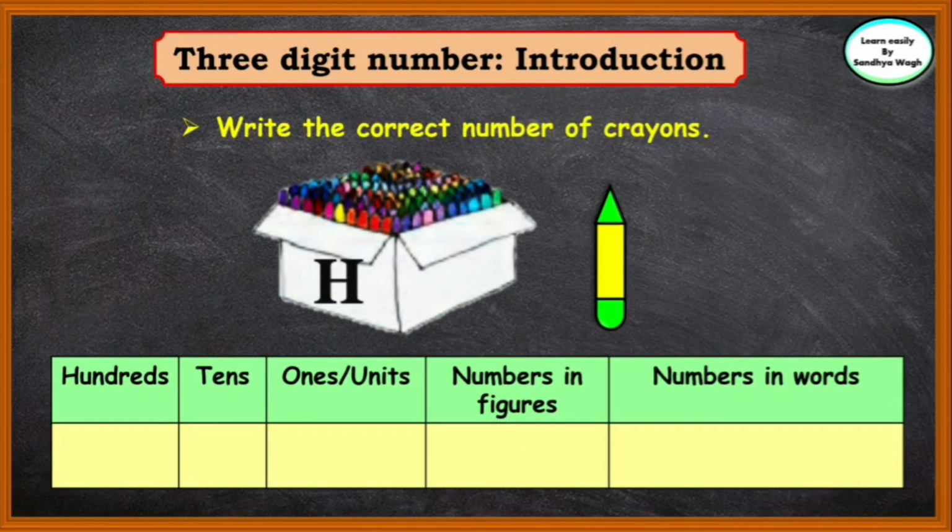Now children, one activity is given here. Let us solve it. In the empty boxes, write the correct number of crayons. Here we have some crayons and the columns are hundreds, tens, ones. Now in the next box, we have to write numbers in figures and then we have to write numbers in words. So here, children, we have a box of 100 crayons and one more crayon, which means 1 hundred, 0 tens and 1 one or unit. In figures, it would be 101 and in words it would be one hundred one.